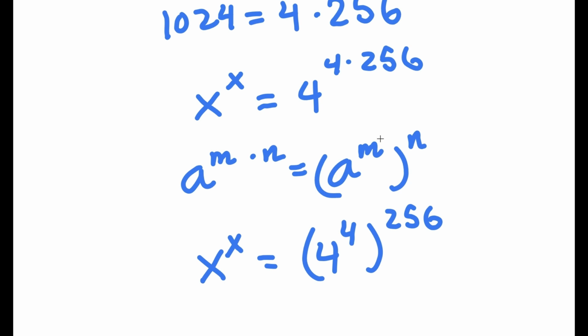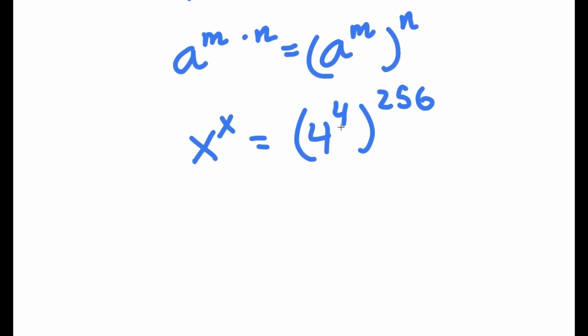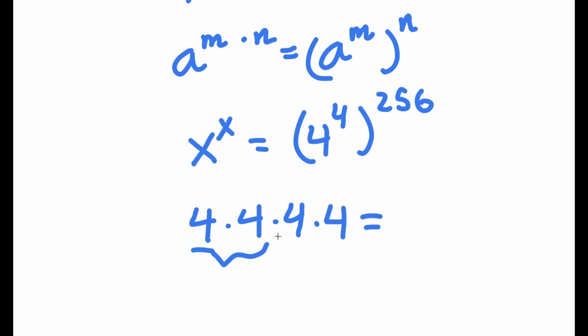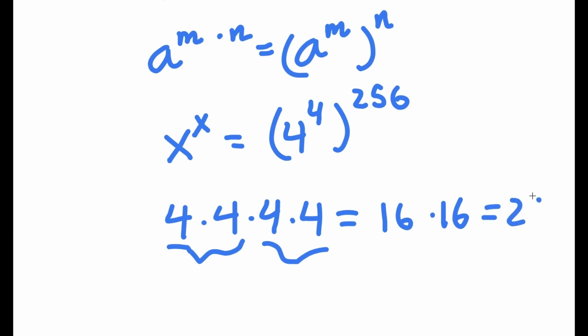And now, well, 4 to the power of 4, that's the same thing as 4 times 4 times 4 times 4. Now, we have 4 times 4 times 4 times 4. 4 times 4 is 16, so I have 16 times 16, which is equal to 256.